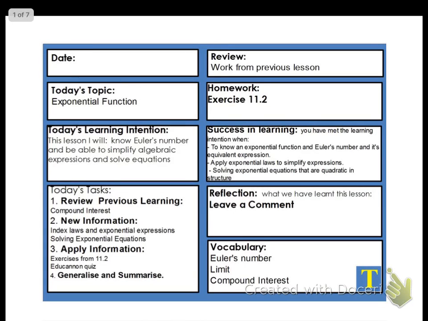Hello all, we are looking at exponential functions. We're going to look at Euler's number and we're going to simplify algebraic expressions and solve equations. In simplifying the expressions and solving equations, we're going to be applying the exponential laws, our index laws, and look at some strategies in solving equations that involve solutions to a quadratic equation type structure. Okay, so let's get to it.